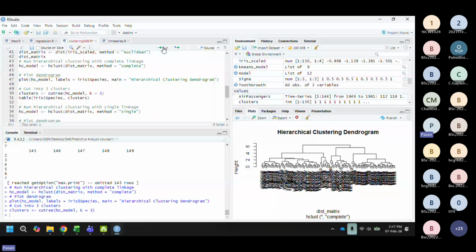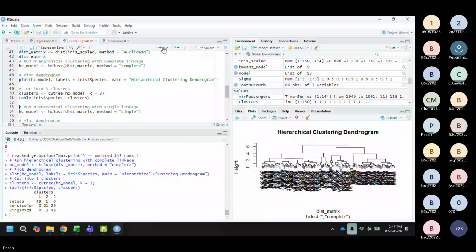Let's run this command. I forgot what it is. Okay, this command takes the output here and asks it to divide them into 3 clusters. This is the cutree, so it's cutting the tree. You ask it to cut into three clusters, and then you're looking at the data as the table that we decided earlier. You can see how they separated like that.